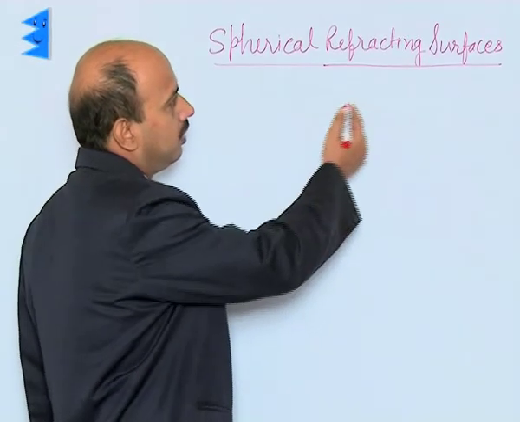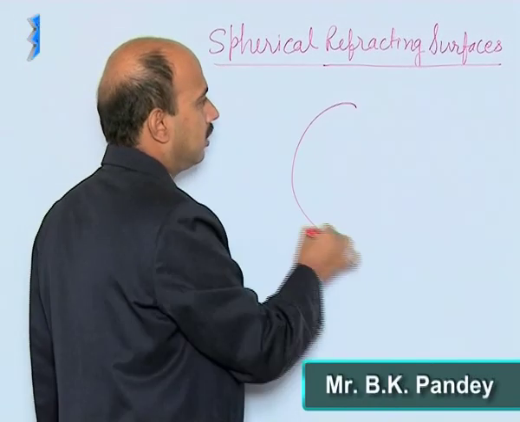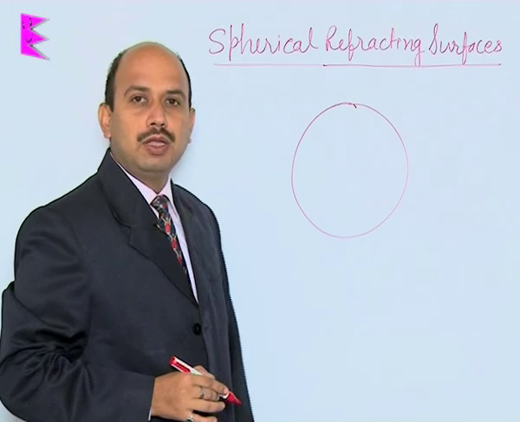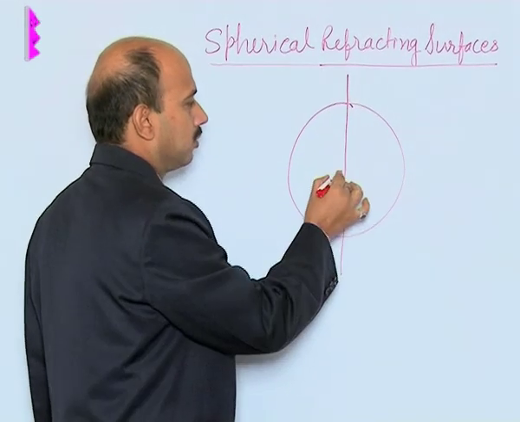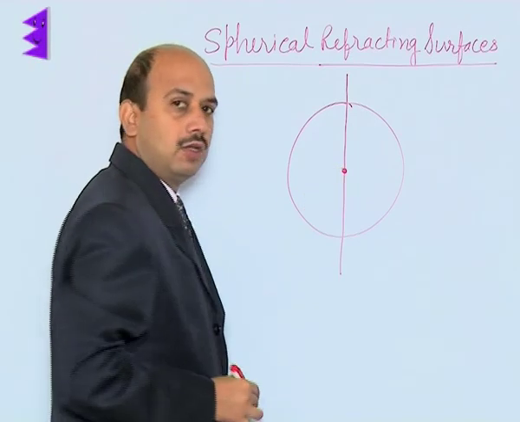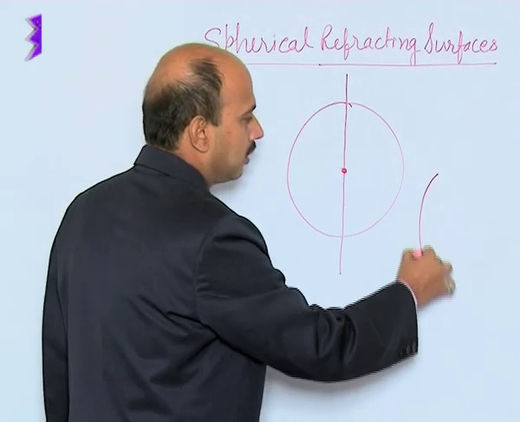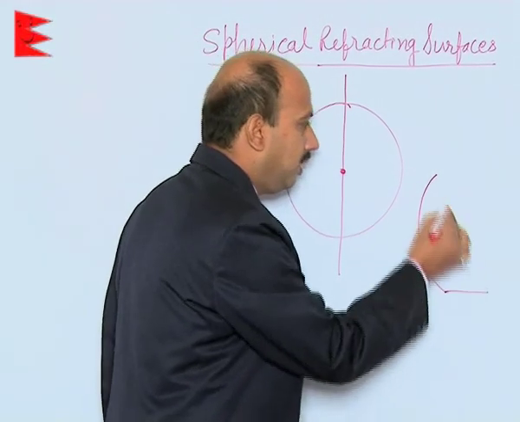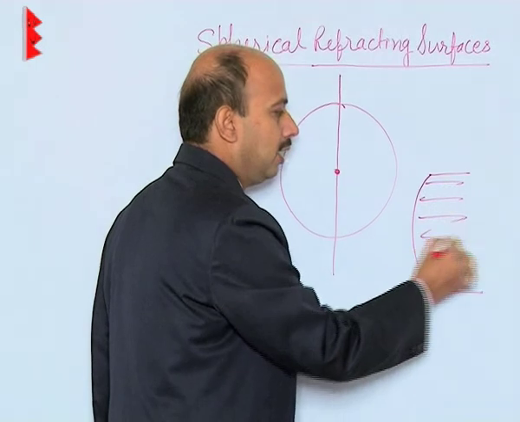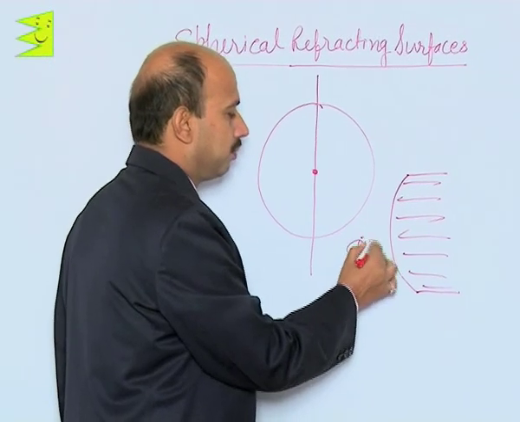Now see here, spherical refracting surfaces. If you take a sphere made of a transparent material and divide it into two parts, this is the center of the sphere. If you take one part like this, this side is the transparent material of some refractive index and this side is air.